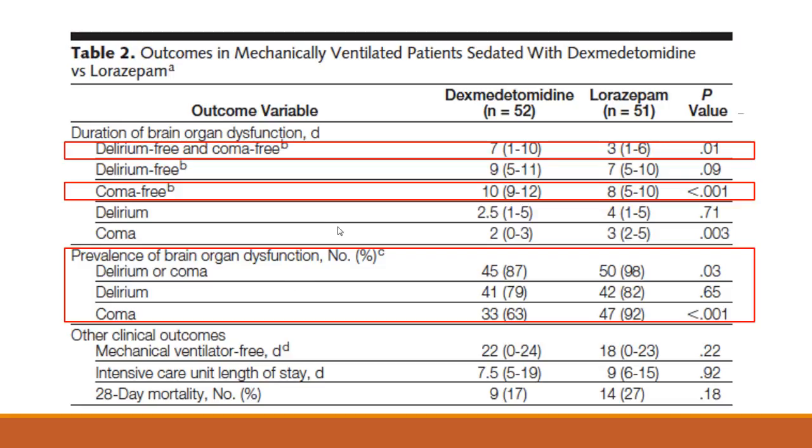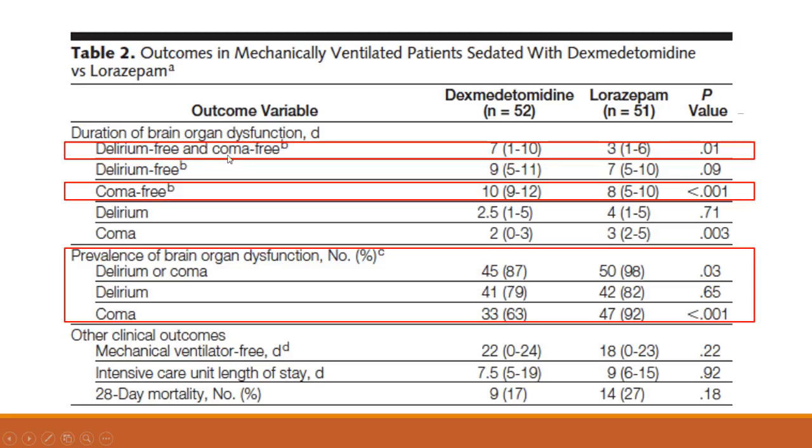So the patients in the Precedex arm, and they break down to duration of brain dysfunction, which is delirium, and the prevalence of it. And they note that for delirium and coma-free, there was statistical significance in the Precedex arm for a reduction in that, as well as the prevalence. However, most of this comes from patients who are coma-free, because if you look at it, there's no statistical significance in the reduction in delirium. It's really driven by being coma-free.